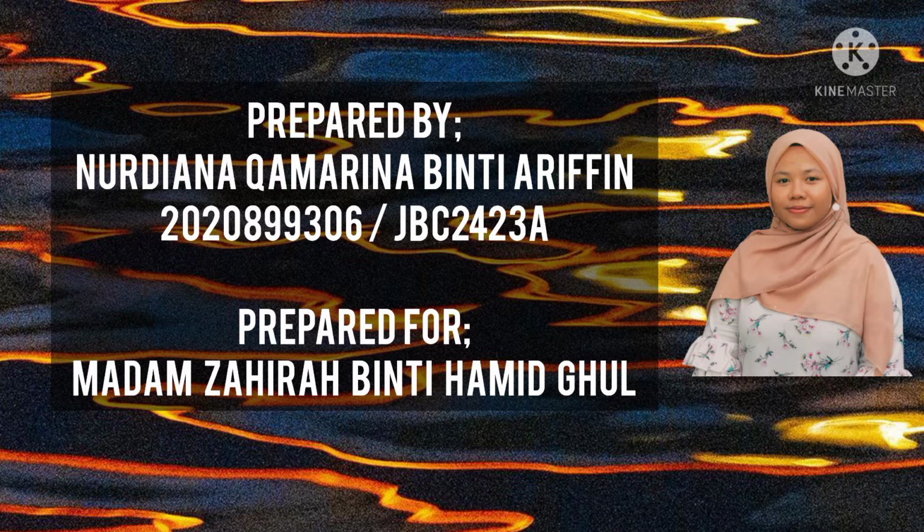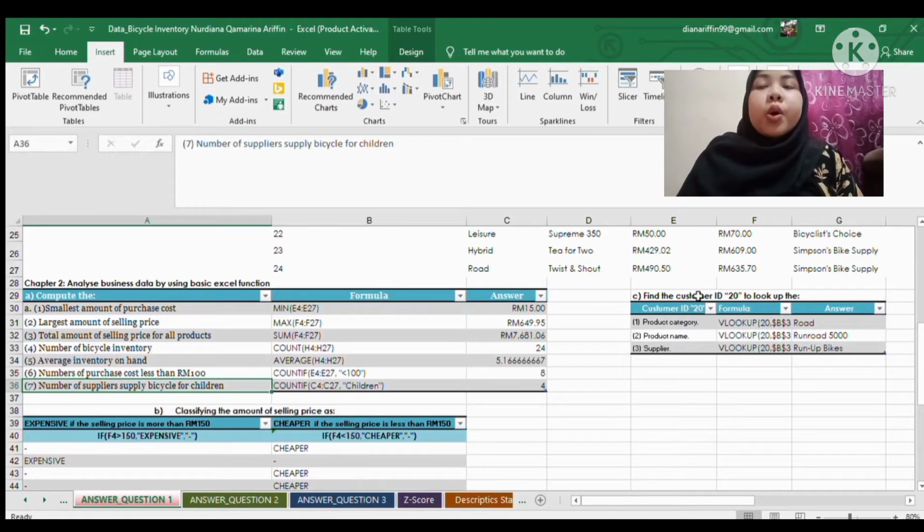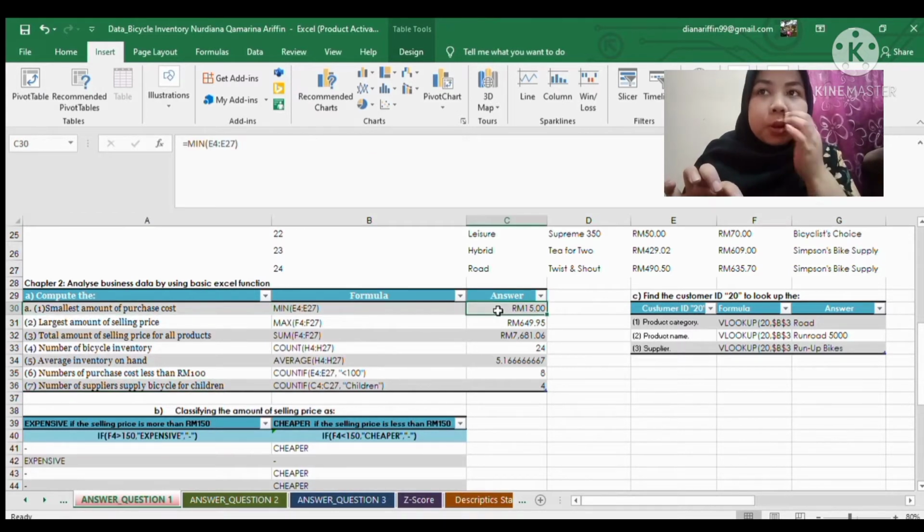So today I'm gonna present about data bicycle inventory. So question 1 is chapter 2. A. Compute the smallest amount of purchase cost. I use minimum function then data range for purchase cost.